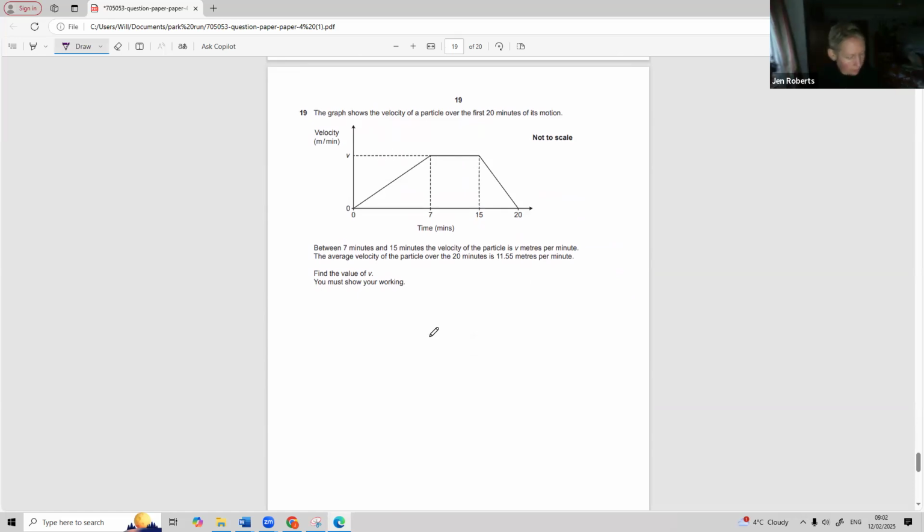Okay, question 19. Okay, so between 7 minutes and 15 minutes, the velocity of the particle is v meters per minute. The average velocity of the particle over 20 minutes is 11.55 meters per minute. Calculate the value of v. So let's have a look.